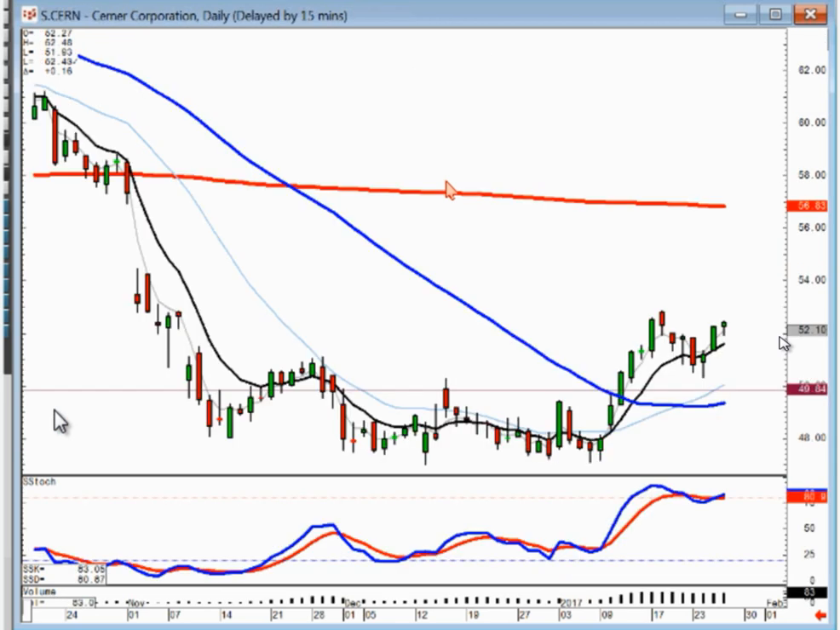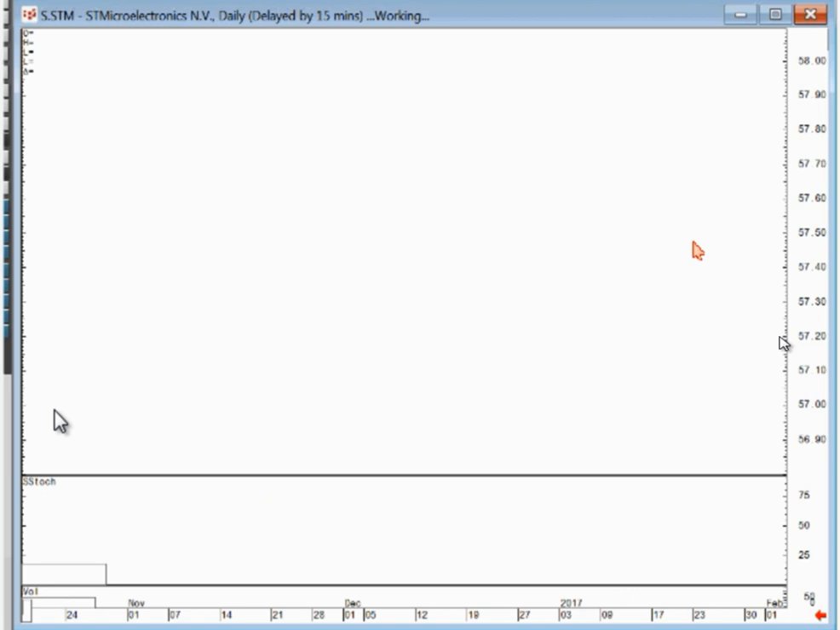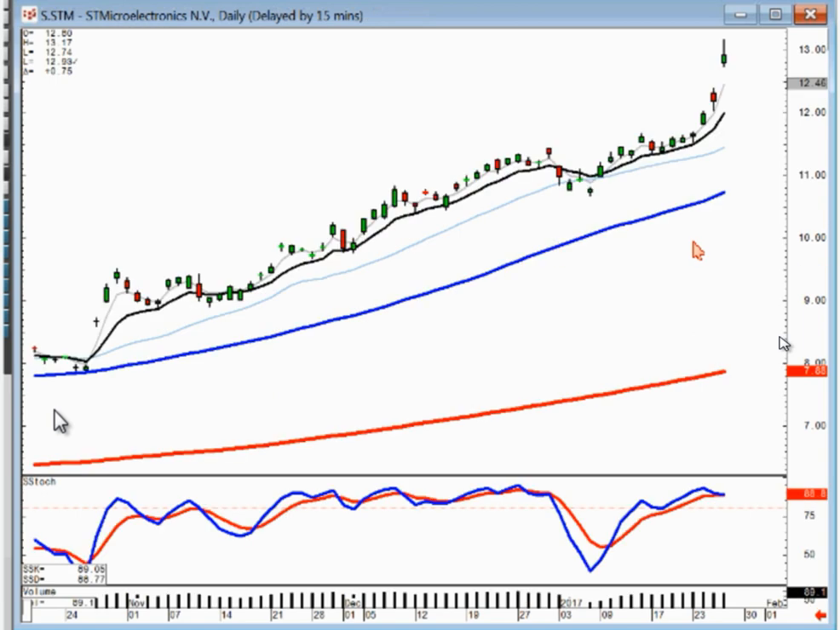CERN, nice J-hook pattern. That one's probably got a high probability of coming up here to fill the gap right here at the 200-day moving average. STM, you've gapped up. If it starts selling off tomorrow, remember, where do most people buy? Exuberantly at the top. Start watching for your profit taking.